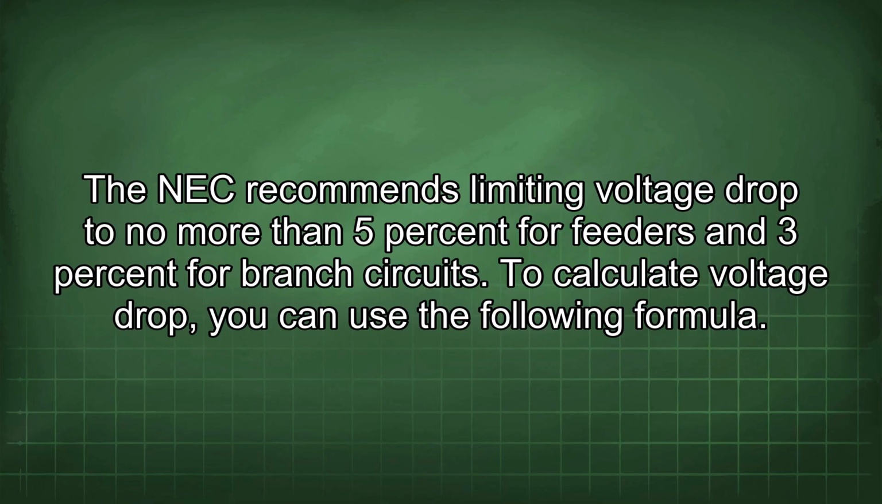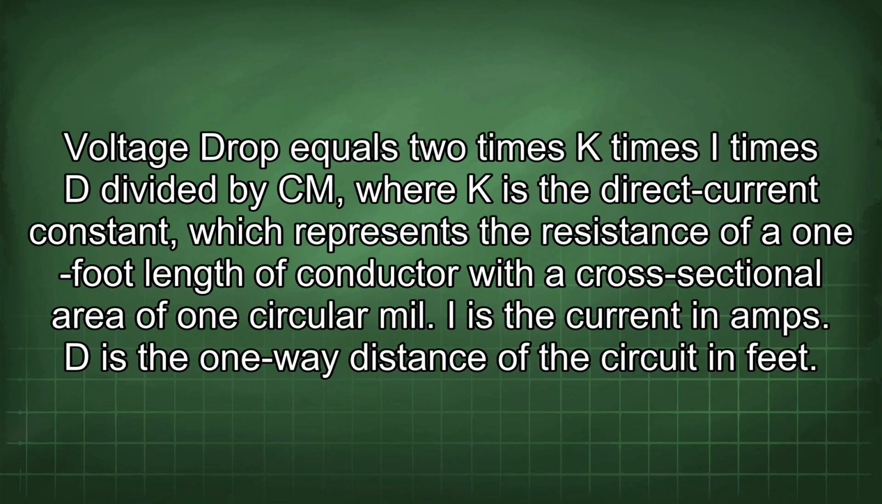To calculate voltage drop, you can use the following formula. Voltage drop equals 2 times K times I times D divided by Cm, where K is the direct current constant, which represents the resistance of a 1 foot length of conductor with a cross-sectional area of 1 circular mil. I is the current in amps.